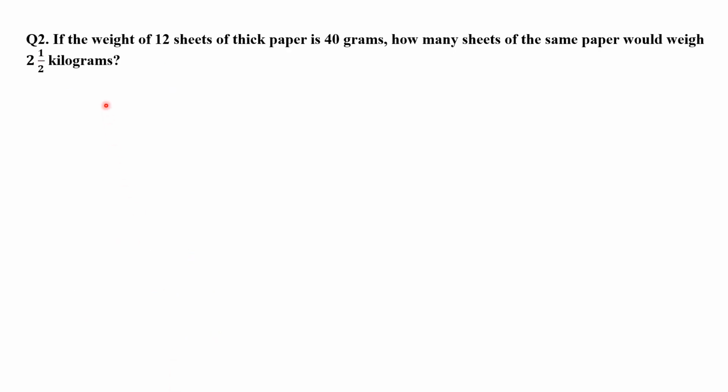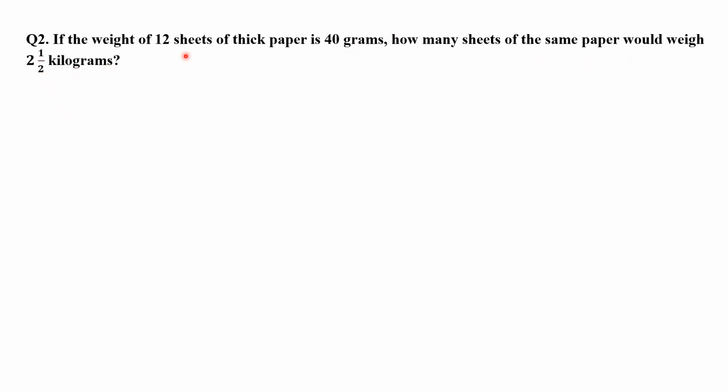So question number 2, if the weight of 12 sheets of thick paper is 40 gram, how many sheets of the same paper would weigh 2.5 kilograms? So here in this scenario, if you increase the number of sheets, obviously their weight will also increase. So I can say this is a case of direct proportion. And in the first statement, if you can see, the weight of 12 sheets is given as 40 grams and they have asked how many sheets of the same paper would weigh 2.5 kilograms.